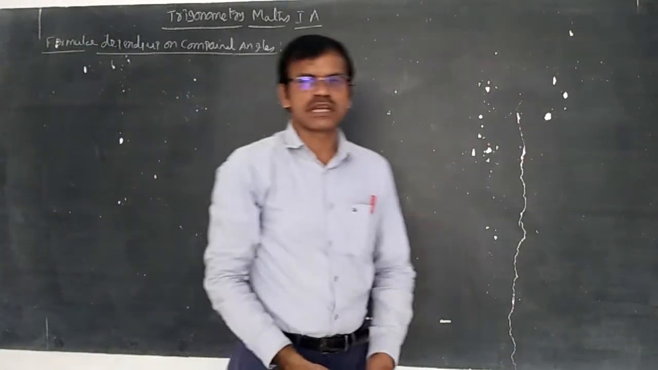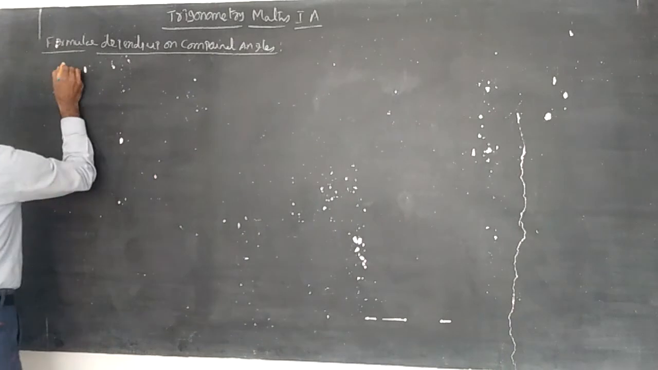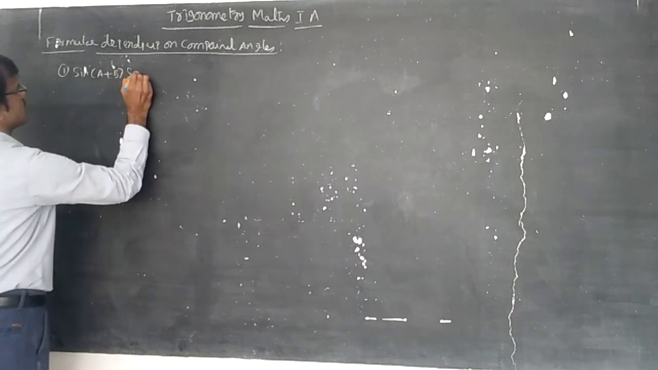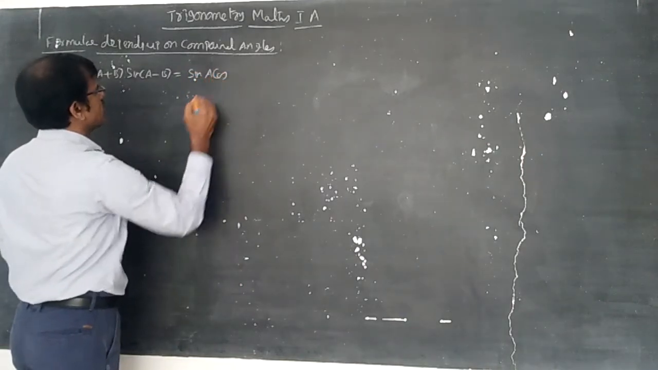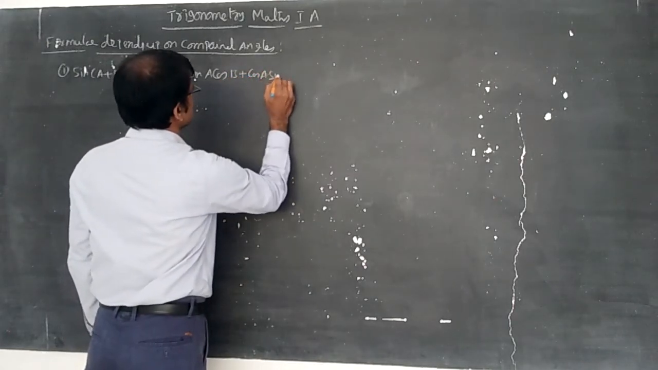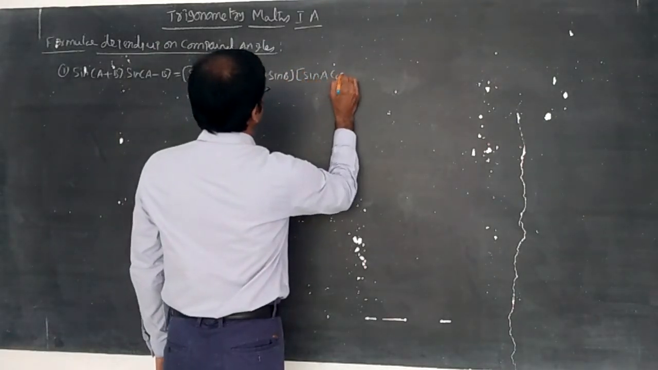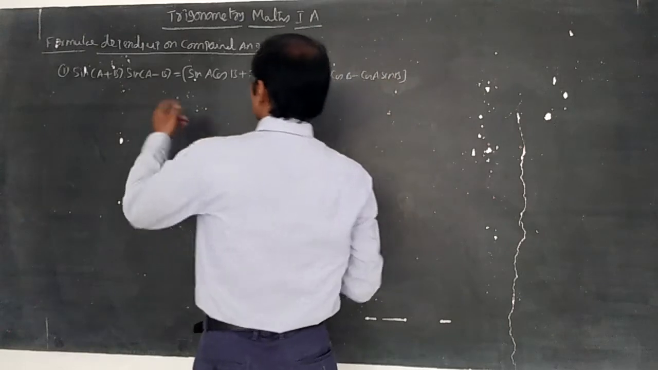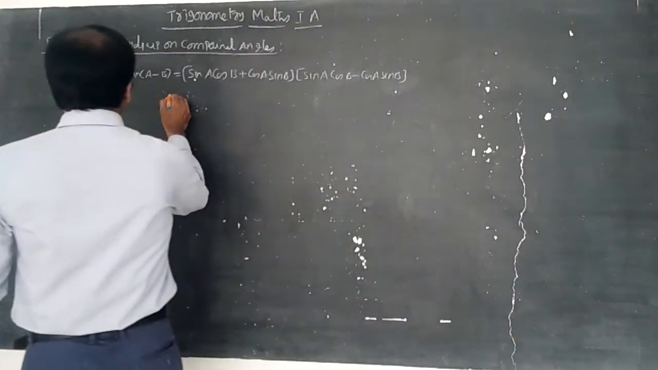I said the formulas sin of A plus B and cos of A plus B. Now let us discuss sin of A plus B into sin of A minus B. The formula for sin of A plus B is sin A cos B plus cos A sin B, and the formula for sin of A minus B is sin A cos B minus cos A sin B.